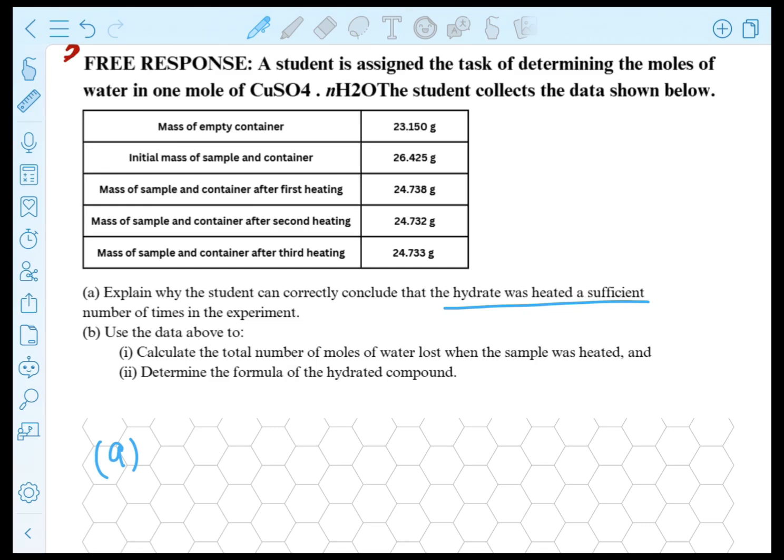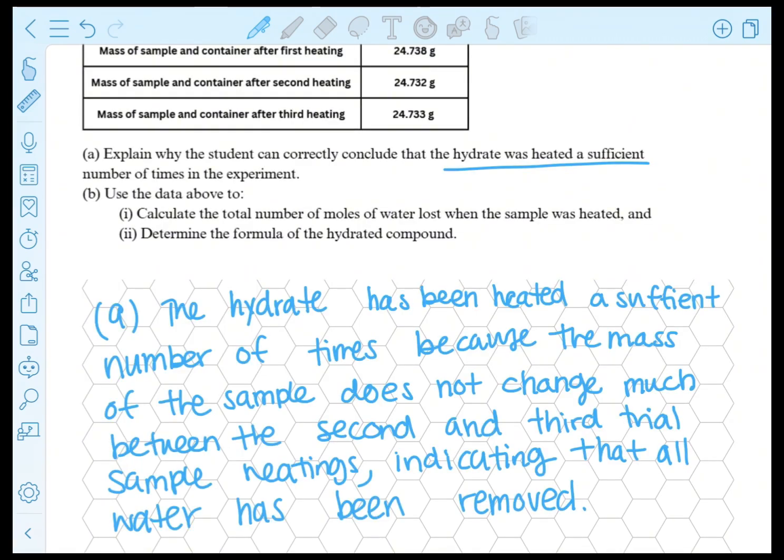So that means that the water is just going to leave the sample and the hydrate is no longer a hydrate because there's no water. So simply put, the correct answer would be, the hydrate has been heated a sufficient number of times because the mass of the sample does not change much between the second and third sample heatings, indicating that all water has been removed.